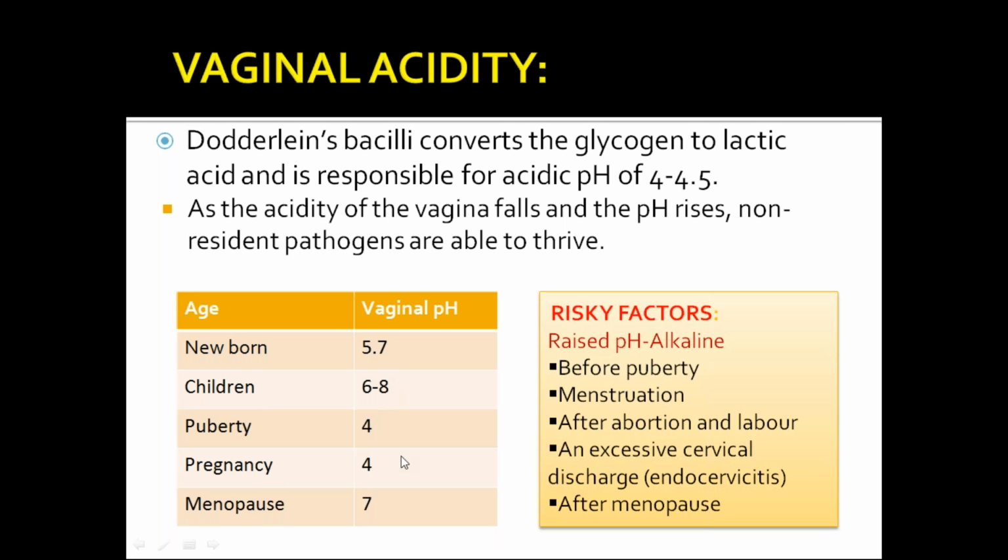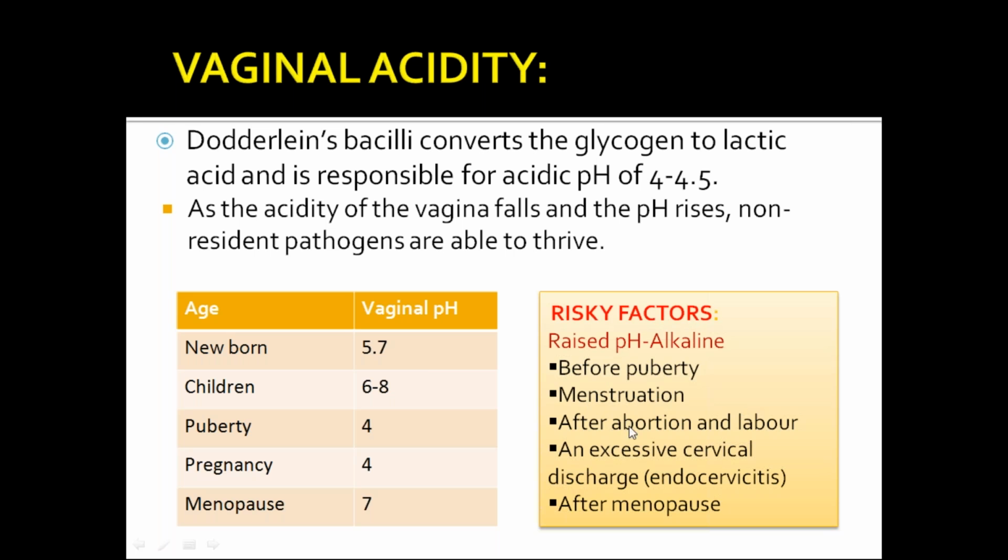At the time of puberty, where the estrogen will be more, the pH will be 4. During pregnancy, the pH is 4. And in menopause, where the ovaries become atretic and the estrogen level falls, the pH becomes alkaline, it is 7. So what are the factors which increase the risk, that is rise of pH? Before puberty and during menstruation. During menstruation, all the endometrial secretions come through the cervix into the vagina and come out, so the pH will be alkaline.